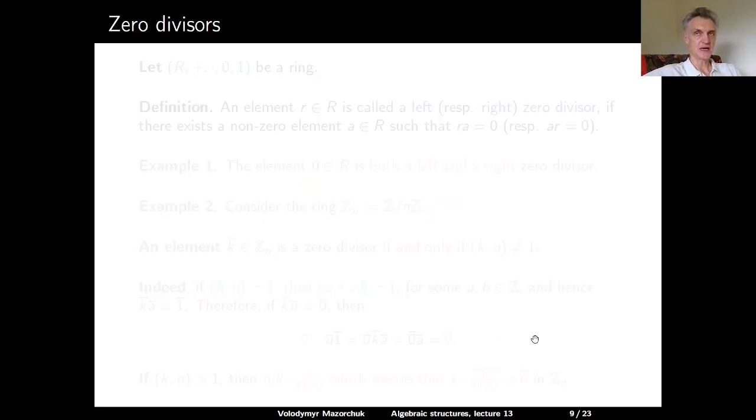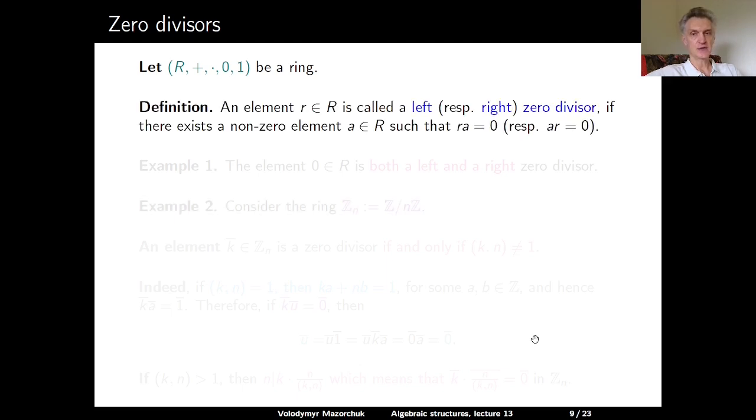Next, let us talk about various types of special elements in a ring. We start with zero divisors. Let R be a ring. An element little r in R is called a left zero divisor if there is a non-zero element A in R such that r times A is equal to 0. Respectively, little r is a right zero divisor if there is an A such that A times r is equal to 0. So for example, the zero element is both a left and a right zero divisor because 0 times anything on any side is 0.